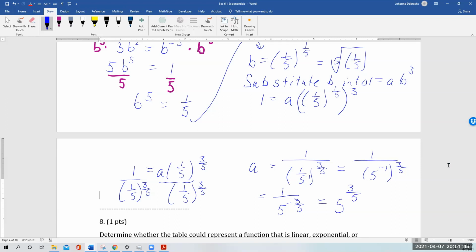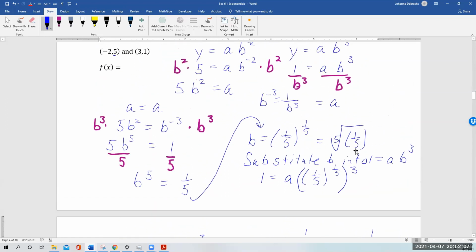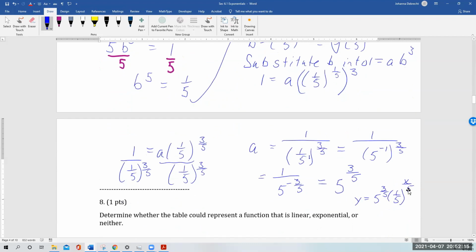This gives me a final equation of 5 to the 3/5 times 1/5 raised to the x/5 power. Since I need the variable to show up in here, the power that I found for the base was originally 1/5 to the 1/5, which means that's the base. And I can multiply the x by the 1/5 to get x/5. This is the final form of my answer. Let's take a look at another problem.